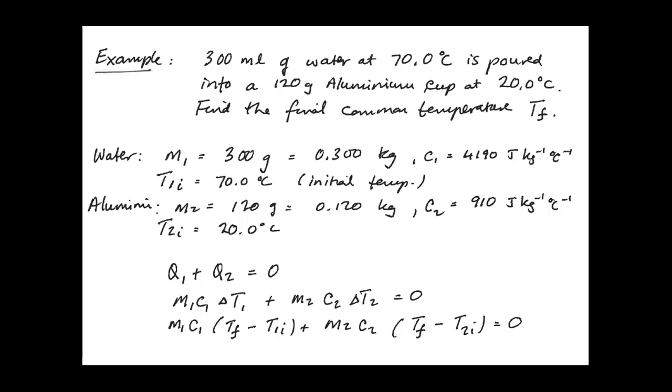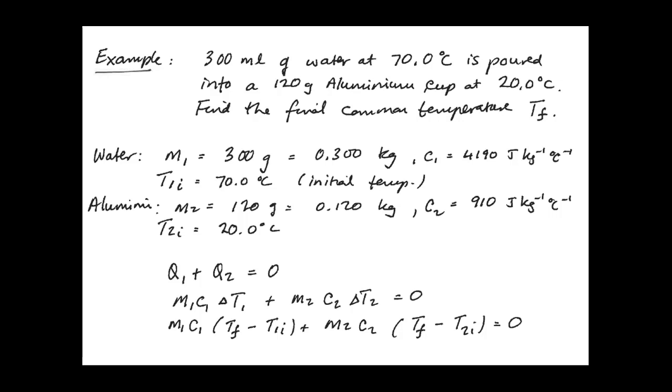Calorimetry Examples. In this video, we apply theory to a number of problems. Here is an example of calorimetry for two objects. 300 milliliters of water at 70 degrees centigrade is poured into a 120 gram aluminium cup at 20 degrees centigrade.